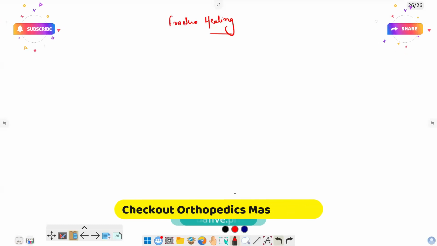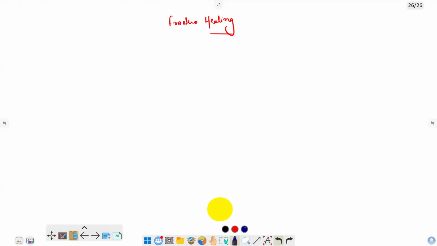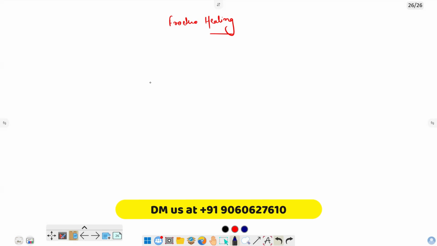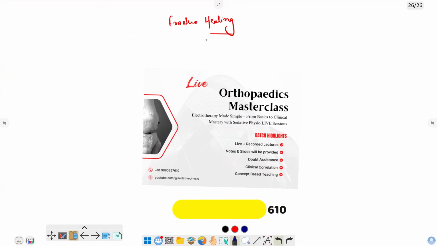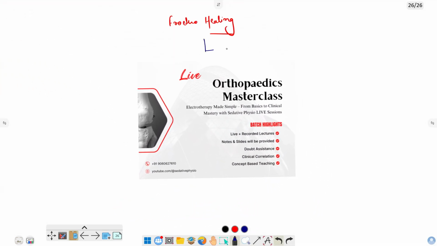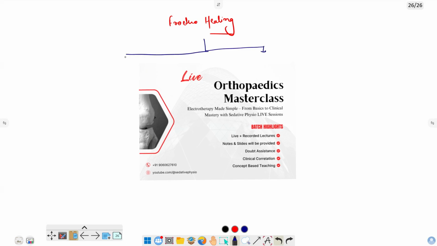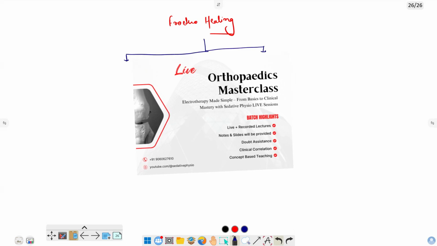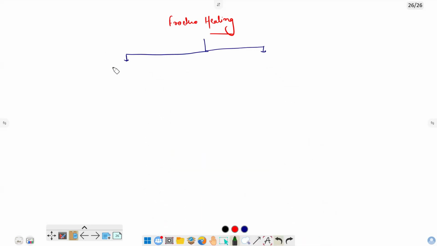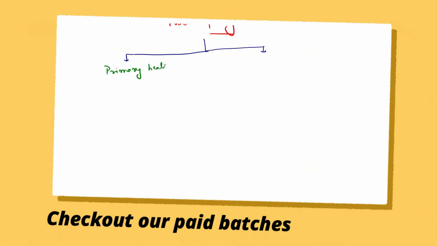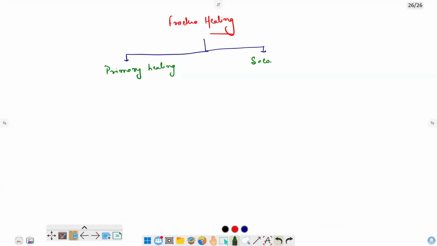Okay, so about fracture healing, there are different phases, but broadly we can classify fracture healing into two major types. The first one is called primary healing, and the second one is called secondary healing.